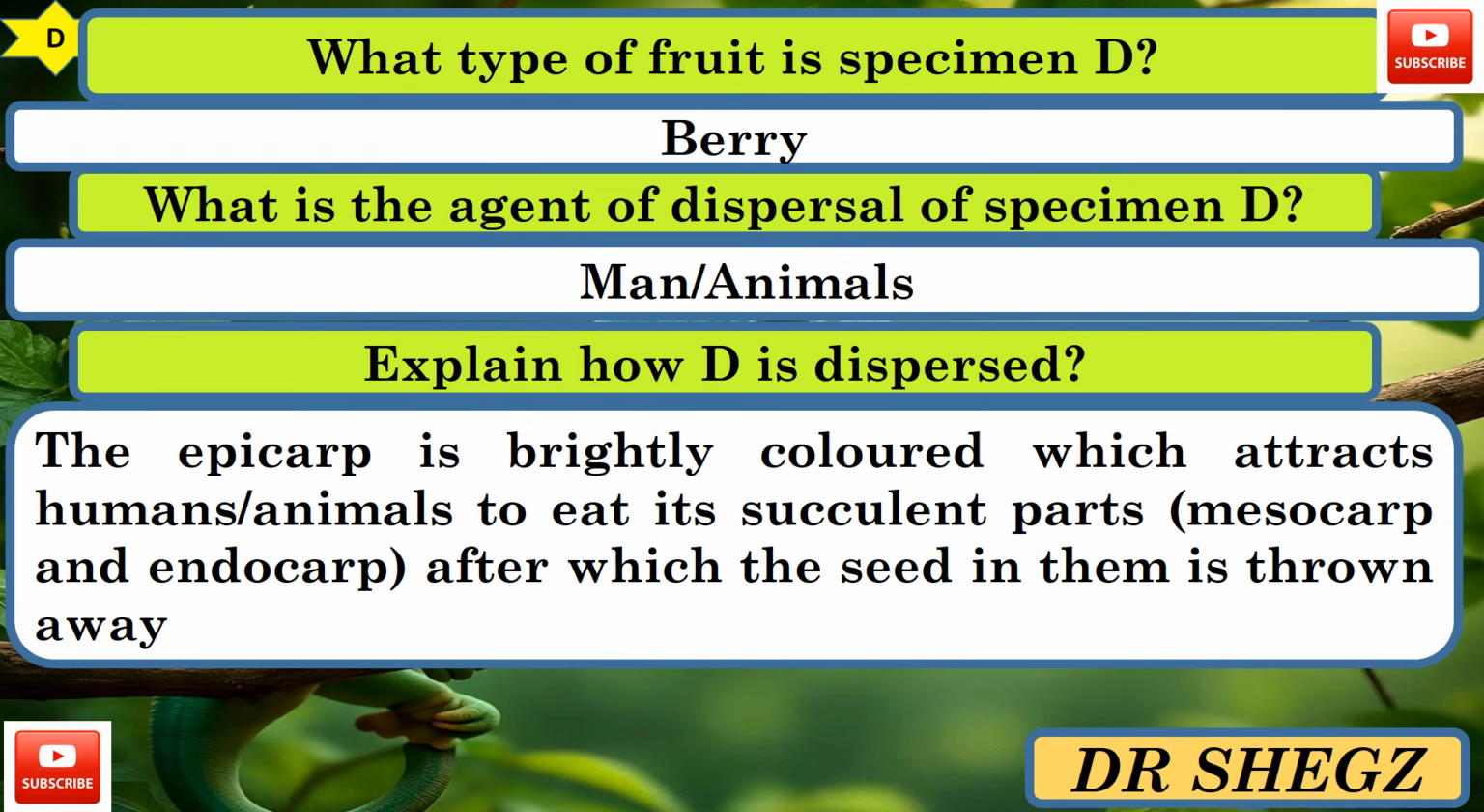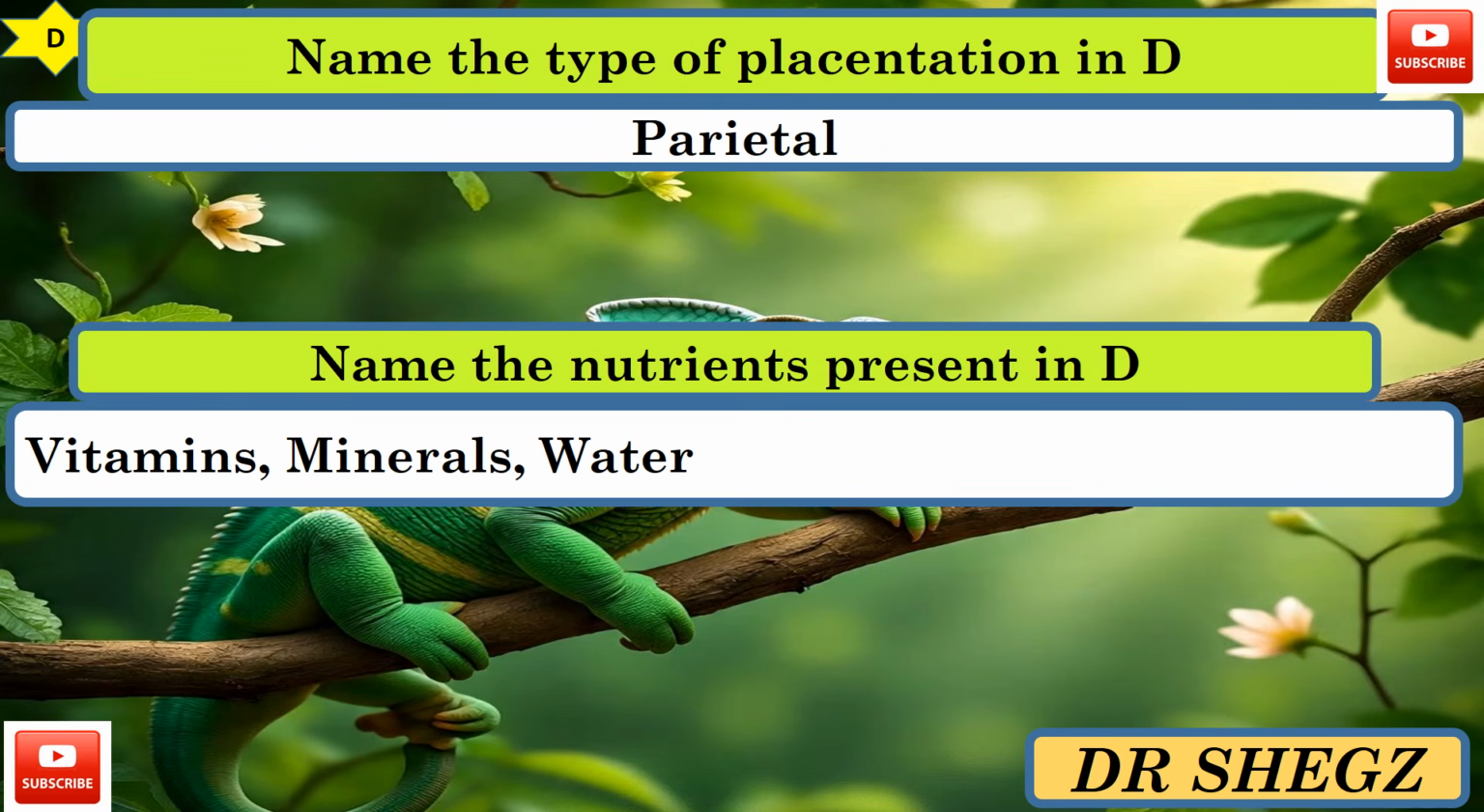Now, of course, we know the pawpaw is brightly colored, and humans and animals pluck it, they eat the succulent part, after which we throw the seeds away and the seed can germinate. So that's the method of dispersal for pawpaw. And it has parietal placentation, and these are some of the nutrients that are found in pawpaw.